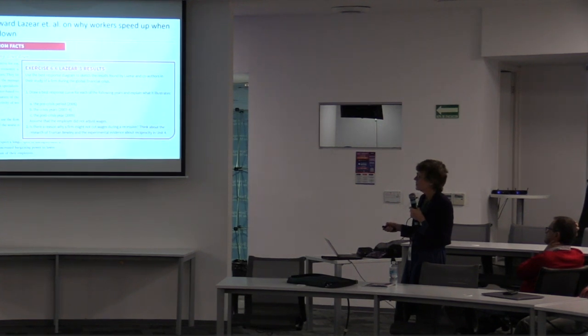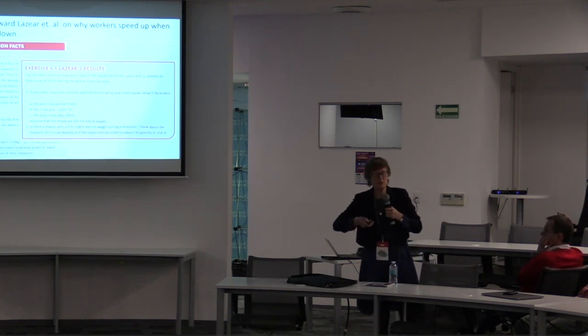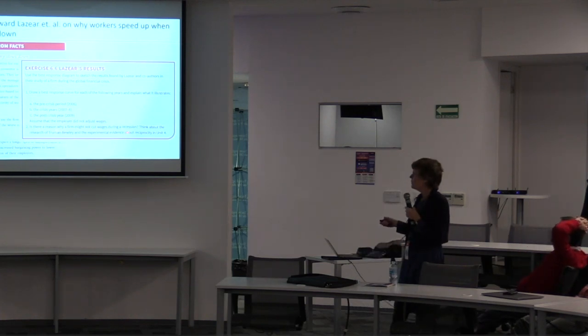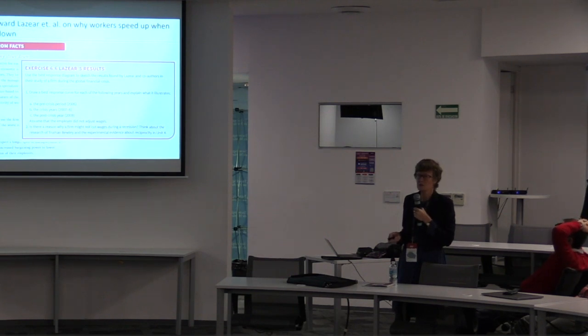So they read this section here. They have to draw the best response function and explain what it illustrates for the pre-crisis period, the crisis years, and the post-crisis years, assuming the employer doesn't adjust the wage. And then we're always asking them, is this a good model? So then go back and think about why the firm might not cut wages in a recession. So this is an exercise. We get the students to do it. They do pretty well.